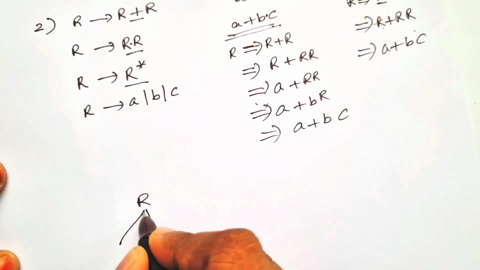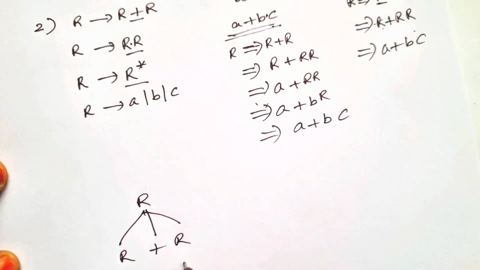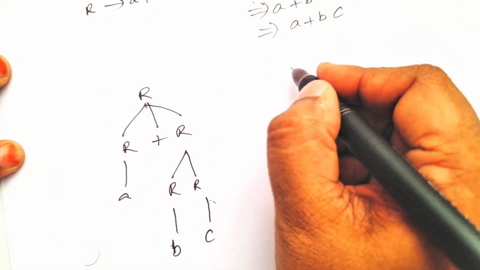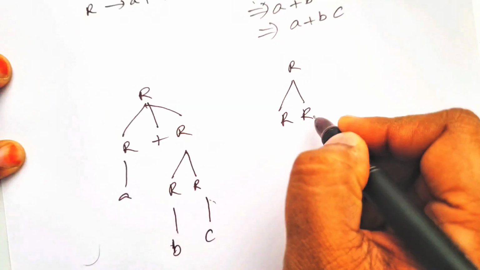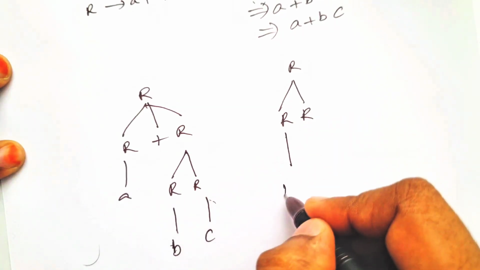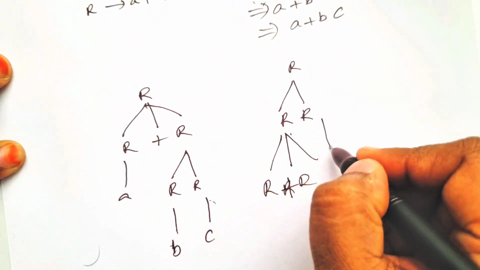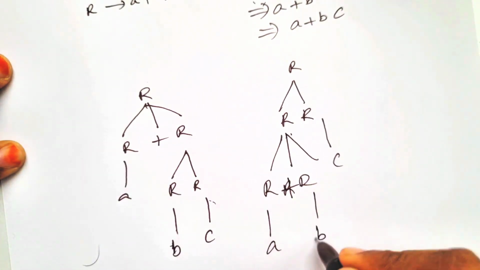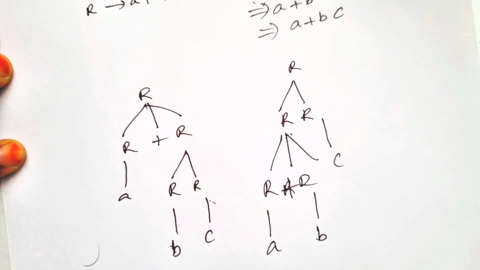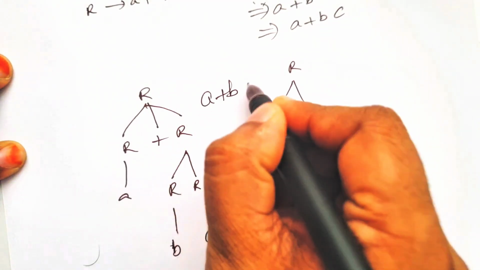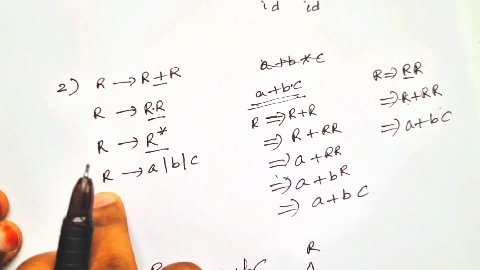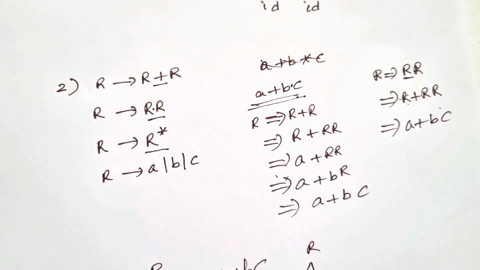If you consider the parse trees also, you will get different parse trees. For the first derivation, what am I getting? R plus R, here RR, and then this one A, this one B, and this one C. For the second one, what have I taken first? RR. This one I have replaced with R plus R, and this one with C, this one with A, and this one with B. You got different parse trees for the same string A plus BC. That's why this given grammar is ambiguous. How to remove the ambiguity in this grammar, we shall see now.